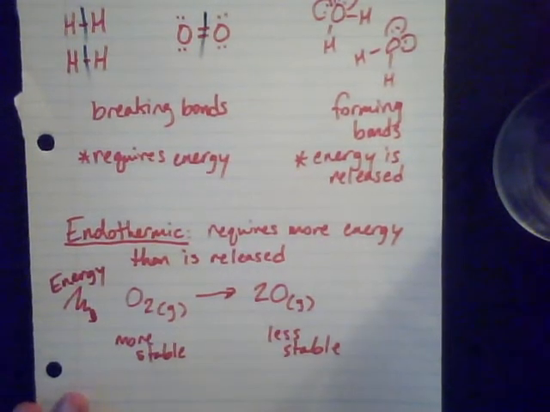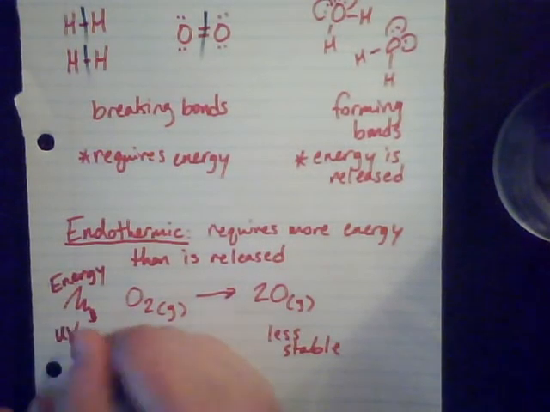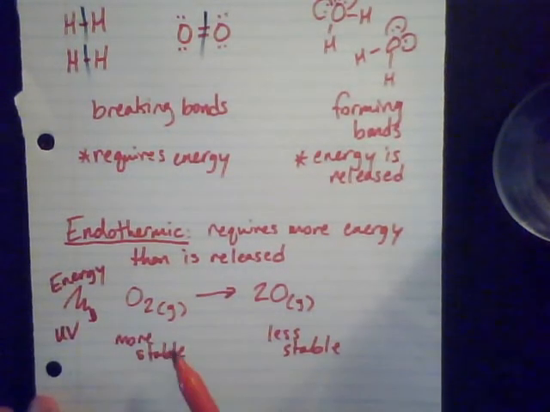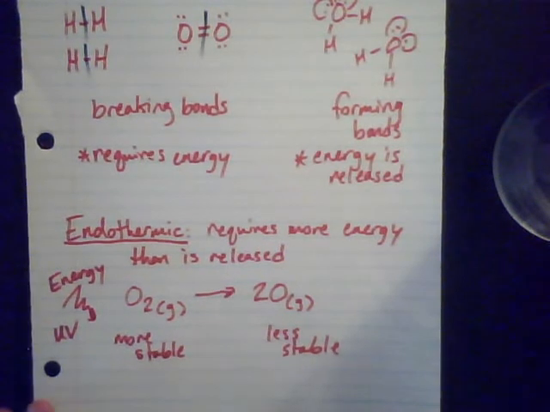And the type of energy is actually UV. If you talk about our electromagnetic spectrum, our waves of light, then in the UV range up in the atmosphere, specific types of UV light are enough to split apart oxygen molecules. So this is an endothermic reaction.